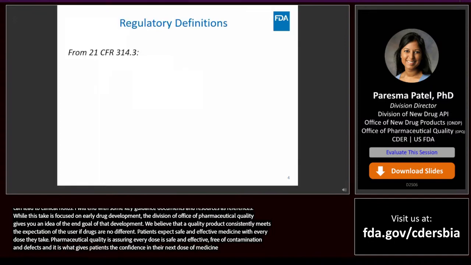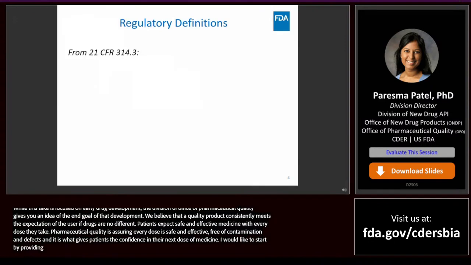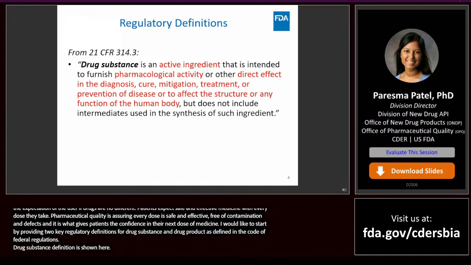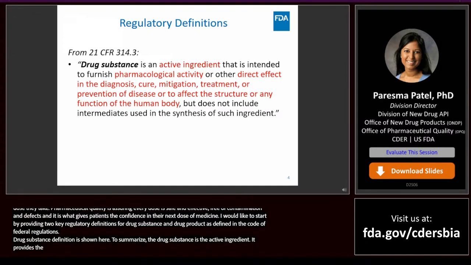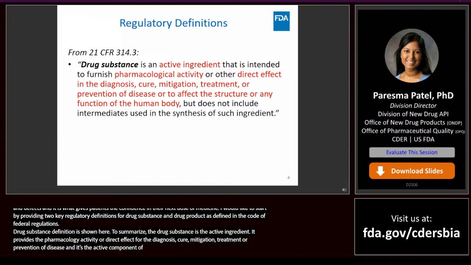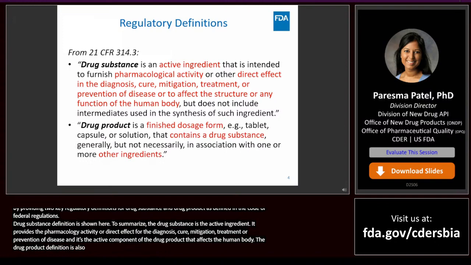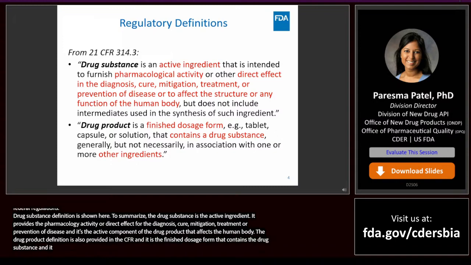I would like to start by providing two key regulatory definitions for drug substance and drug product as defined in the Code of Federal Regulations. The drug substance definition is shown here, and to summarize, the drug substance is the active ingredient. It provides the pharmacological activity or direct effect for the diagnosis, cure, mitigation, treatment, or prevention of a disease, and it is the active component of the drug product that affects the human body. The drug product definition is also provided in the CFR, and it is the finished dosage form that contains the drug substance, and it may or may not contain other ingredients.